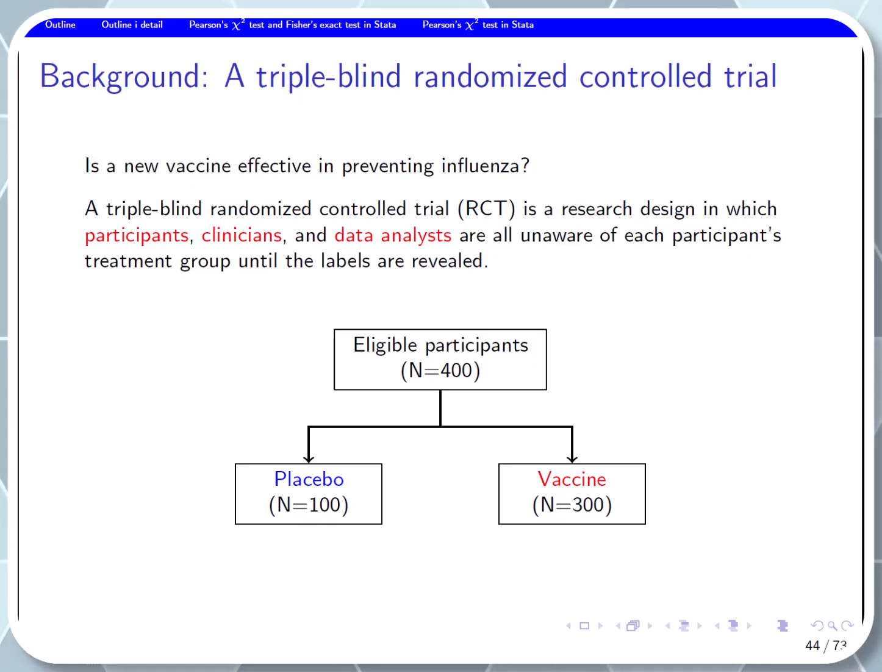Let's revisit a slide from the video about Pearson's chi-square test, Part 1 Introduction. Suppose we want to investigate whether a new vaccine effectively prevents influenza. To study this, we conducted a triple-blinded, randomized controlled trial, where the investigators, clinicians, and analysts remained blinded throughout the study. A total of 400 participants met the inclusion criteria and were randomized into two groups. 100 participants received the placebo and 300 participants received the vaccine.